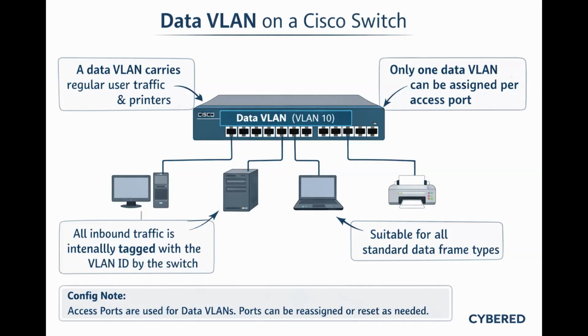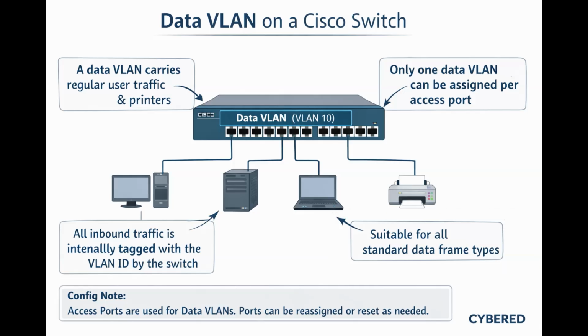Number 2. Data VLAN. A data VLAN is used to carry regular user traffic, like PCs, servers, printers, etc. These VLANs are assigned to switch access ports. Key points: only one data VLAN can be assigned per access port, all inbound traffic is tagged internally with its VLAN ID, and it's suitable for all data frame types.